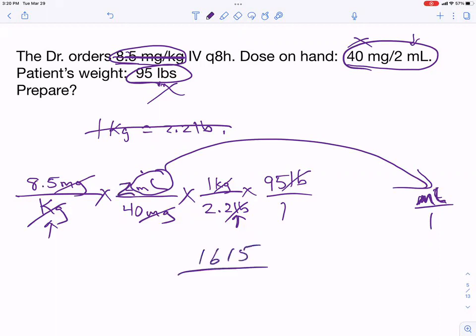And 40 times 2.2 is 88. When I divide 88 into 1615, it gives me 18.352. And anything greater than 10, I round to the whole number. So 3 is less than 5, so I do not need to round up. So the answer is I'm going to give 18 milliliters.